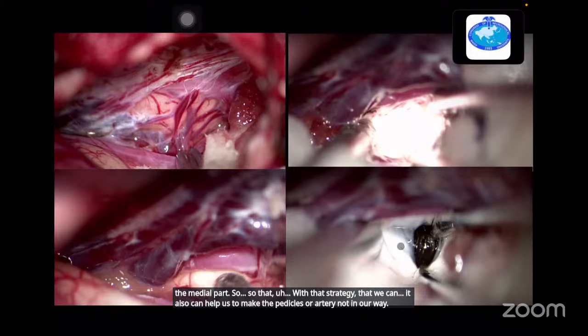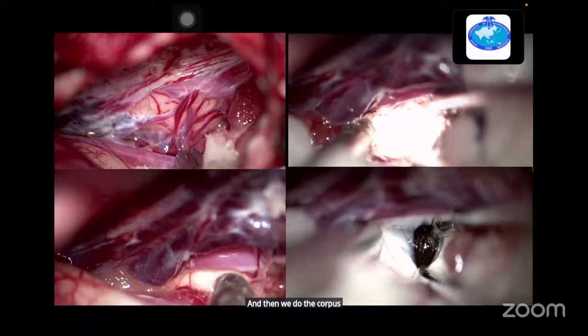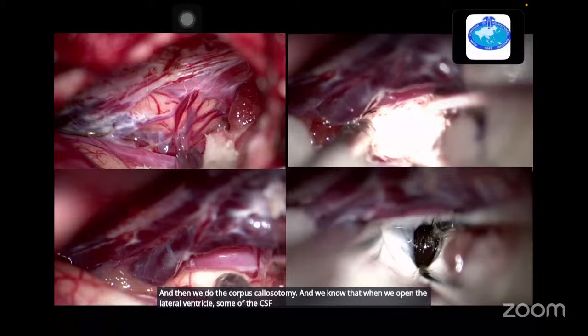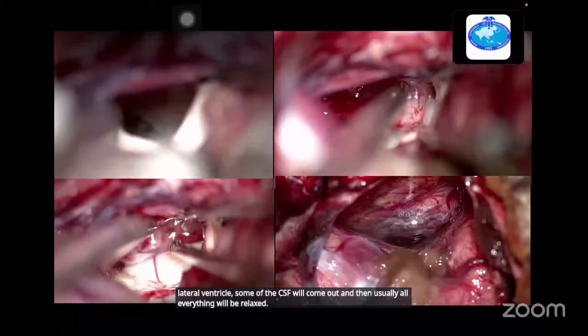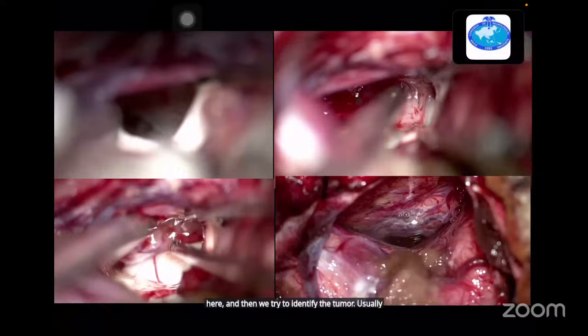And then we do the corpus callosotomy, and we know that when we open the lateral ventricle, some of the CSF will come out, and then usually everything will be relaxed here. And then we try to identify the tumor. Sometimes the tumor has already extended to the lateral ventricle here. And we try to find the border with the lateral wall of the lateral ventricles.